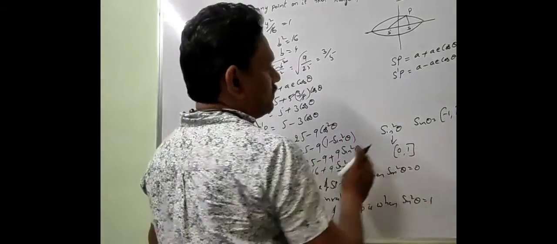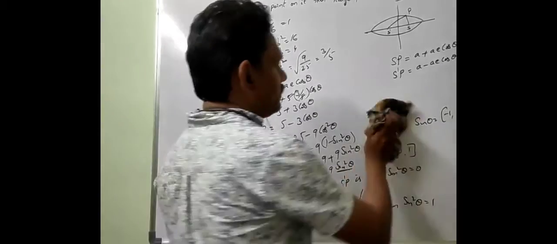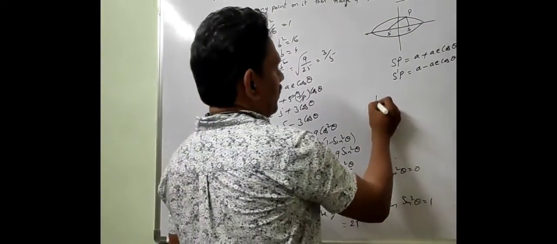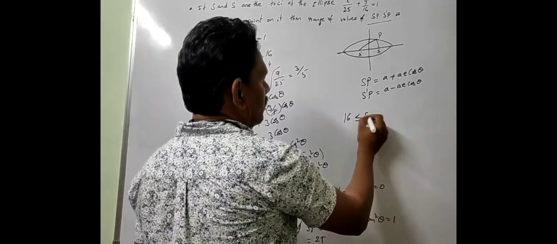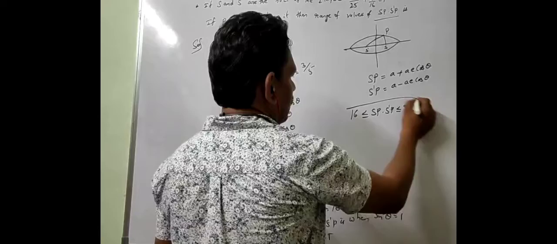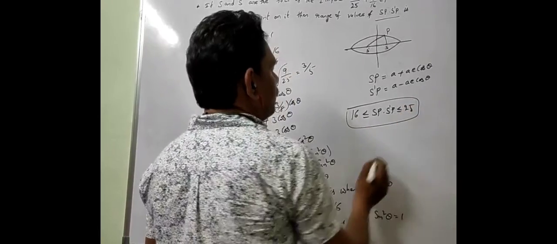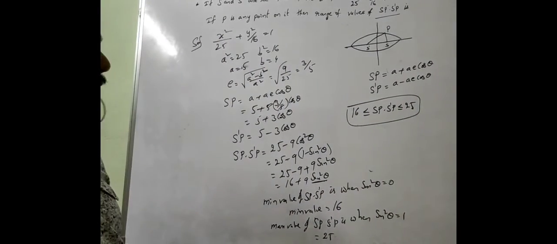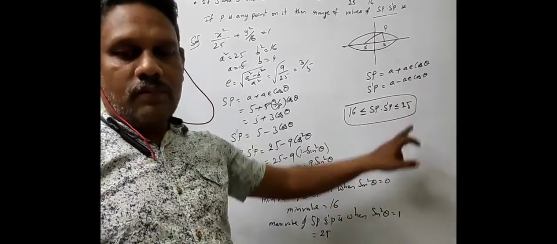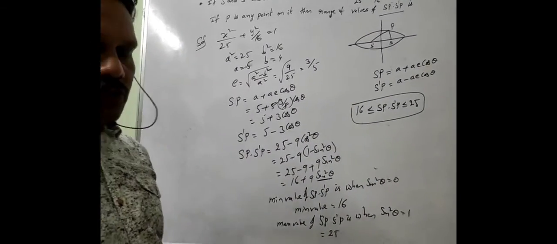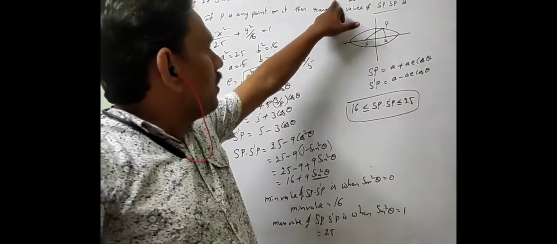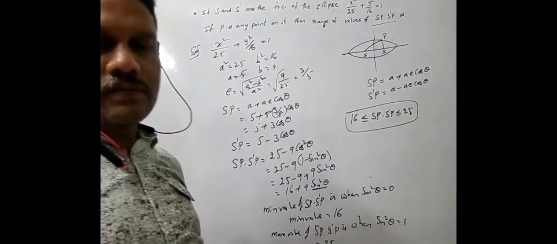So SP into S dash P lies between 16 and 25, that is, 16 is less than or equal to SP into S dash P, which is less than or equal to 25. So the range of SP into S dash P is the closed interval 16 comma 25. It is a very easy question if you know the concept; if you follow the concept, it is very easy.